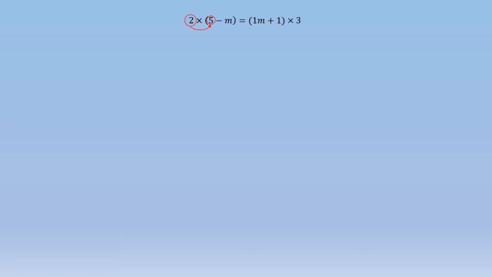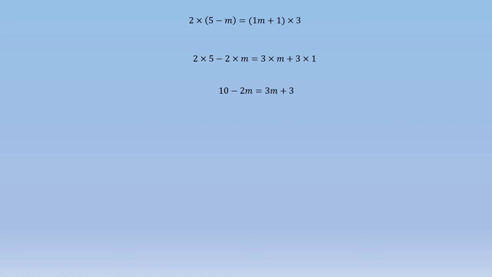So 2 multiplies 5 and 2 multiplies m. Likewise, 3 multiplies m and 3 multiplies 1. So when we multiply this, we get 2 into 5 minus 2 into m is equal to 3 into m plus 3 into 1. After this, 2 into 5 is 10, 2m is equal to 3m plus 3. So 10 minus 2m is equal to 3m plus 3 is our new equation.